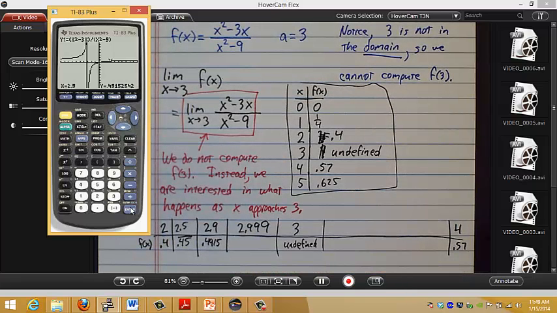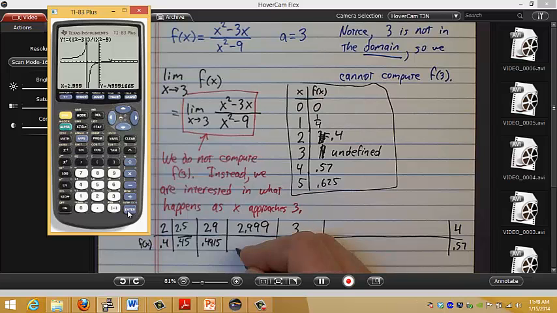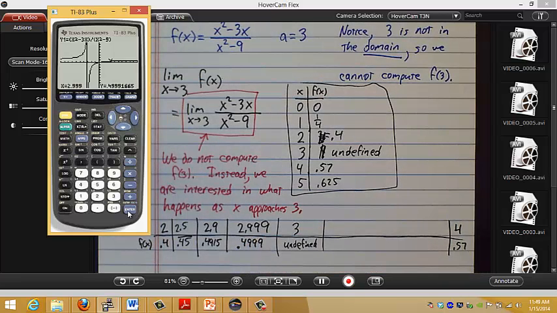That's really close to 3, isn't it? Is f of 2.999 defined? Yes. Sure, you could plug that in. Let's do it. 2.999. Enter. What's the output very close to? 0.5. Very close to 0.5. You guys with me? Now that's what you might call the left-hand limit. I came from the left side. We could do the same thing coming from the right side.